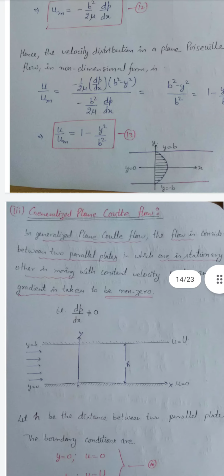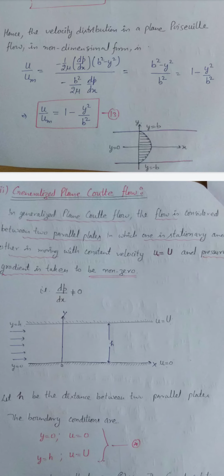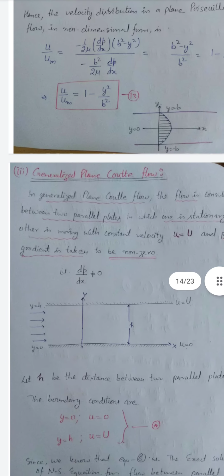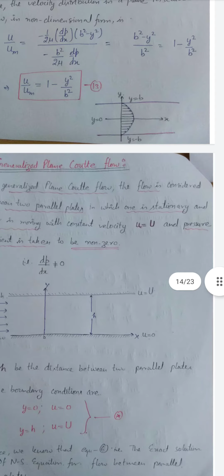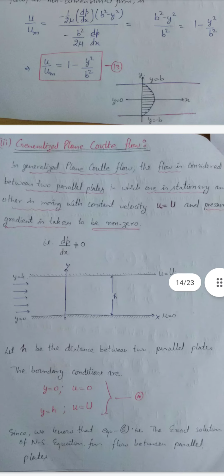Right. अच्छा, in generalized plane Couette flow, the flow is considered between two parallel plates, है ना? Which one is stationary and the other is moving with constant velocity U. In plane Couette flow the pressure gradient is 0, और इसमें क्या होता है? Lower plate stationary, upper plate moving with velocity U, and here we have to take this pressure gradient as non-zero, not equal to 0. In plane Couette flow this is 0, but in generalized plane Couette flow it is not equal to 0.